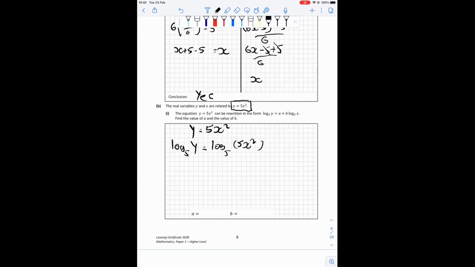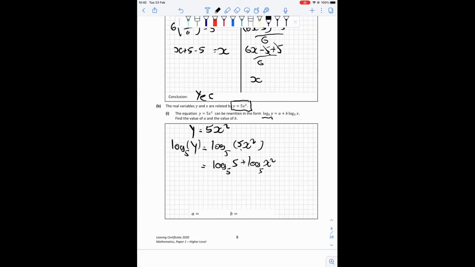This is correct because if the numbers are the same, y is equal to 5x squared. So even if we put log on both sides, because we're doing it to both sides of the equation, it is still correct. On the left-hand side, I'm doing nothing because I can see it matches the answer that they want. And on the right-hand side, I'm going to use the log rules. Log says if you have multiplication, you can split it into log plus log. So that's log base 5 of 5 plus log base 5 of x squared.